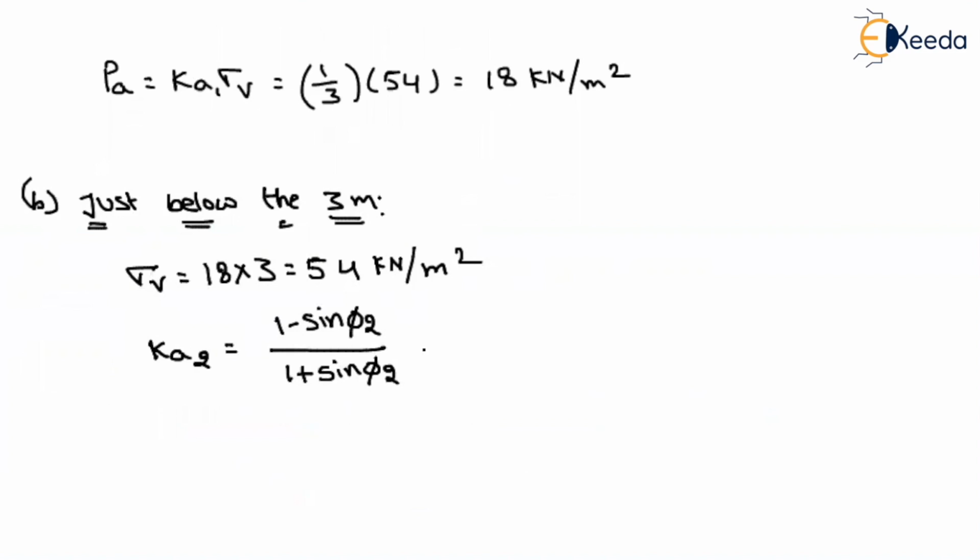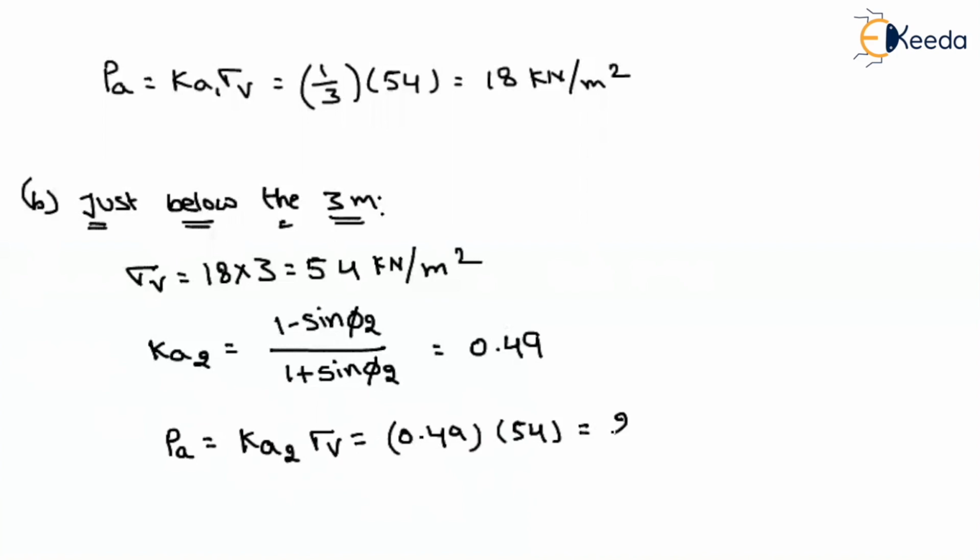Phi 2 is how much value? 20 degrees. If you substitute in this equation, then you will get the value around 0.49. Now tell me, what is the active earth pressure just below the 3 meter? That will be found out by using Ka2 into sigma V. What is the Ka2? 0.49 into what is the sigma V? 54. Then we are getting this magnitude as around 26.5 kilonewton per meter square.